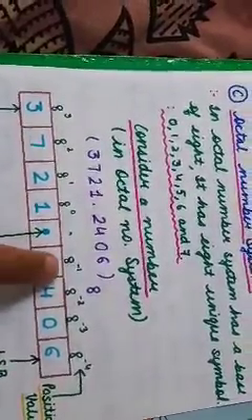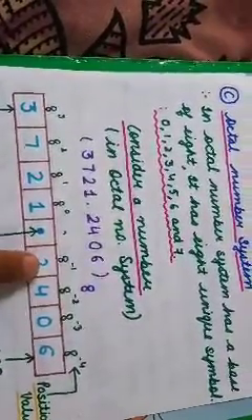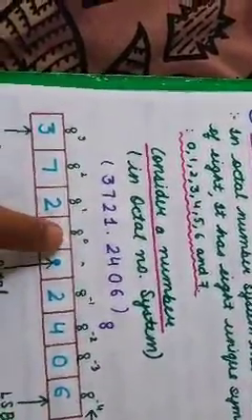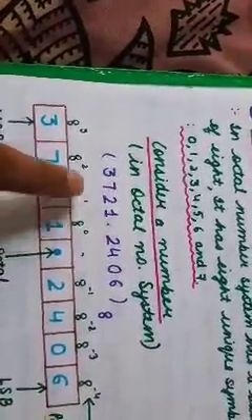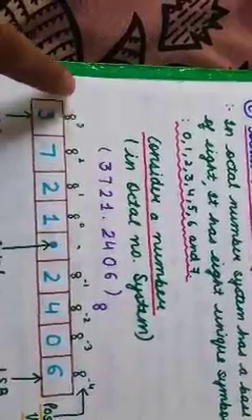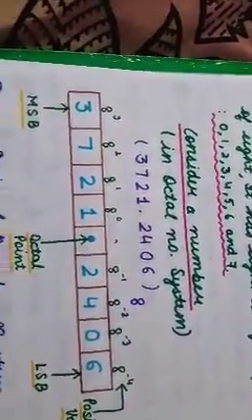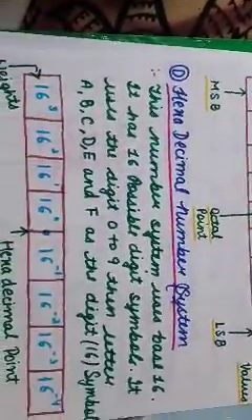The base is 8, so we multiply with 8 raised to power minus 1, 8 raised to power minus 2, minus 3 and minus 4, and starting from 0 on this side, 0, 1, 2, 3. These are again the positional values. This is the MSB, this is the LSB.